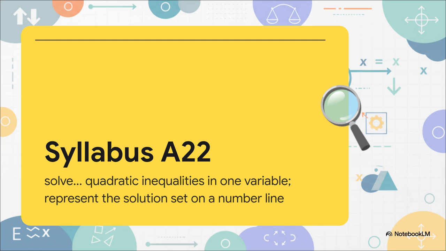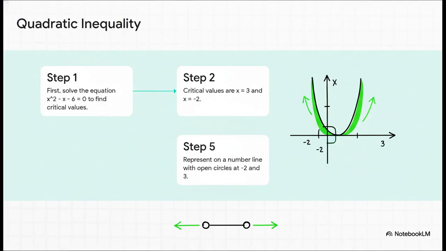Now, for quadratic inequalities, there's a really important step that a lot of people miss out. To solve a quadratic inequality like this, your first move is to just pretend it's a normal equation. Solve x squared minus x minus 6 equals 0. This gives you what we call the critical values. They're the points where the graph crosses the x-axis. Here, that's at 3 and negative 2.